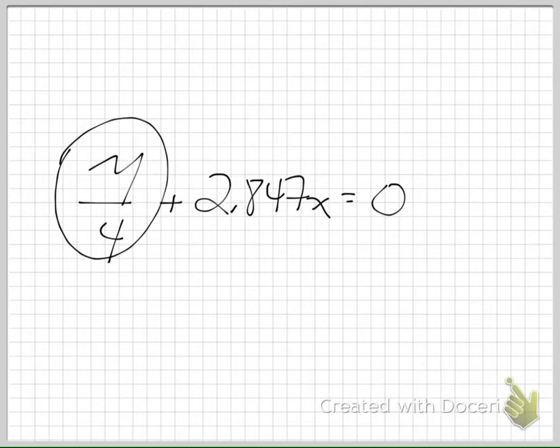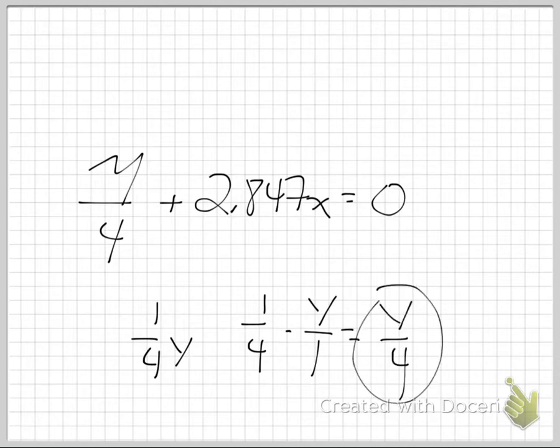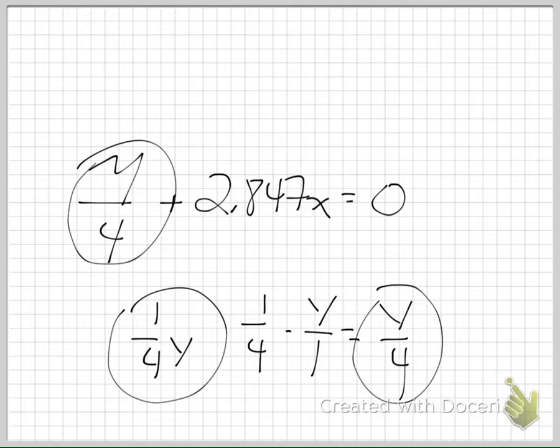Is y over 4 conducive to being a line? What's the difference between y over 4 and 1/4 y? What's the difference? Look here, what is 1/4 times y? Isn't that 1/4 times y over 1, which is just y over 4? Isn't that the same thing? Right? So what's the difference between y over 4 and 1/4 y? Nothing. So therefore, right, if the variable is a numerator, we're in good shape. Right? We're in good shape.